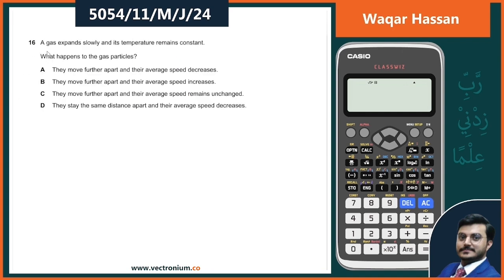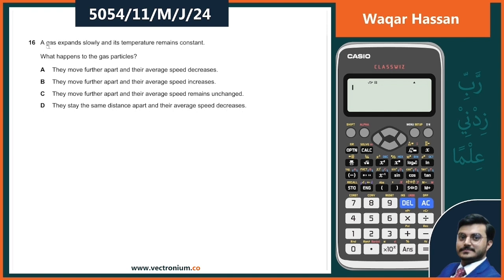Question number 16. A gas expands slowly and its temperature remains constant. What happens to the gas particles? Option A. They move further apart and their average speed decreases. Option B. They move further apart and their average speed increases. C. They move further apart and their average speed remains unchanged. D. They stay the same distance apart and their average speed decreases.